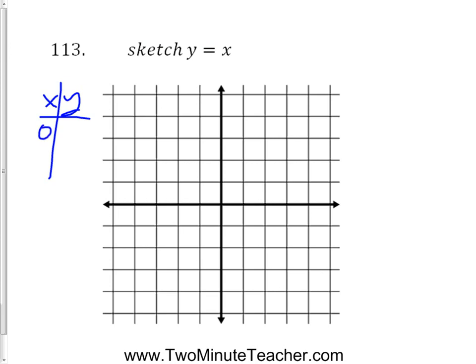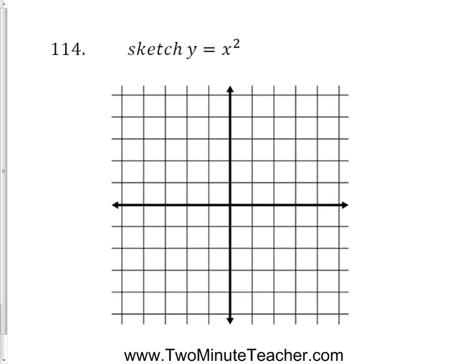If I pick 0 and stick 0 into my function or my equation, I can put in 0 there, and y would have to be 0. So 0, 0 would be a point on my function. If I want to stick in 1 for x, then y would have to be what? 1. So it's 1, 1. So if you just have it memorized, there it is. That's kind of a rough estimation, but that's about y equals x. Okay, it can be called the identity function.